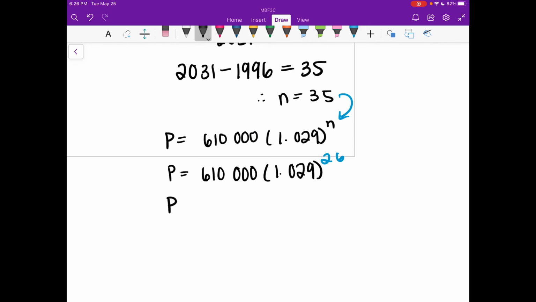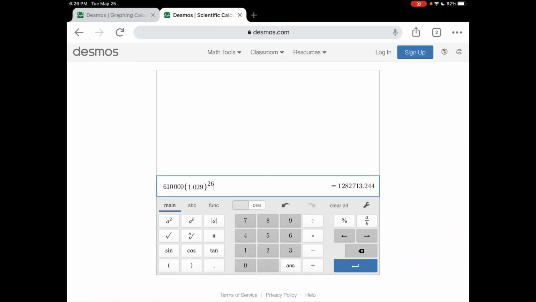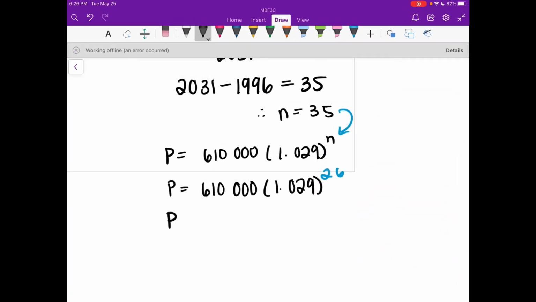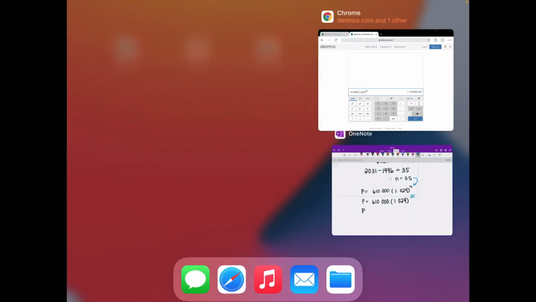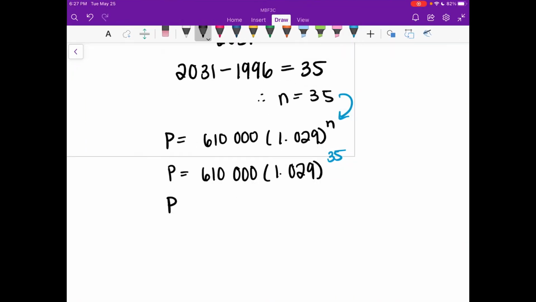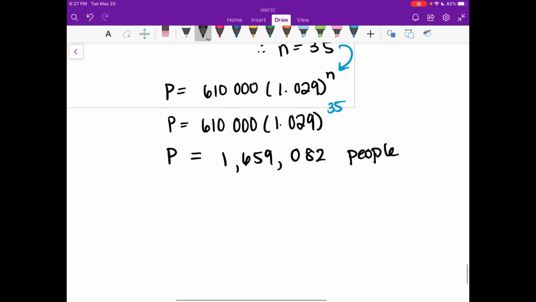And let's plug that into our calculator. Luckily I already had it, but it shouldn't be 26, it should be 35. 26 was the last one. Let's plug in 35 instead of the 26. And that's going to be 1,659,082.3. So we'll round it down. So we know the population is going to be 1,659,082 people. And naturally we want to write a statement.